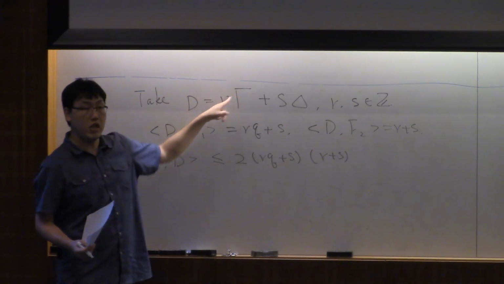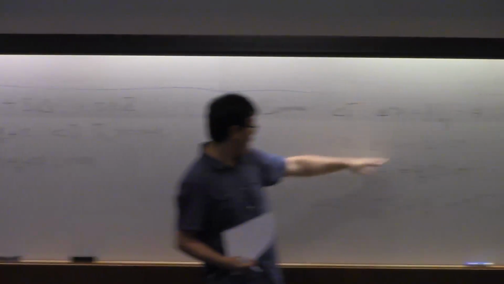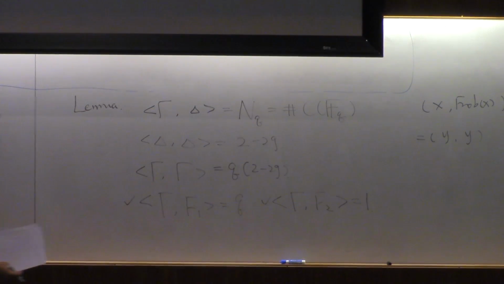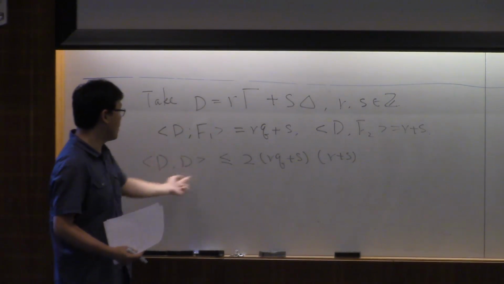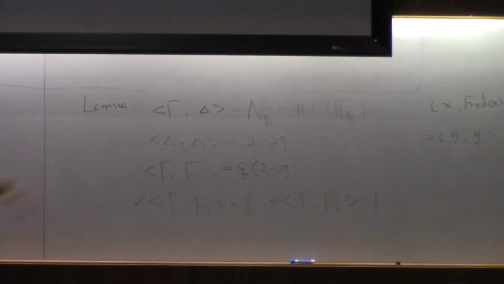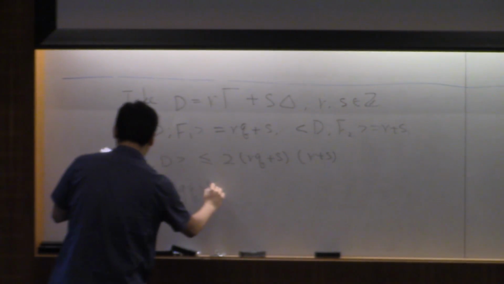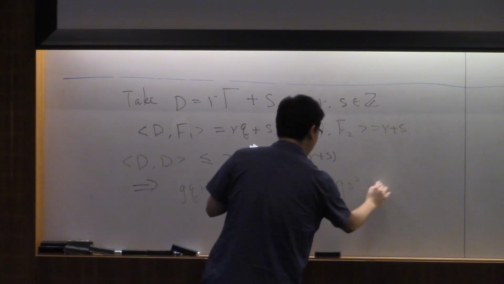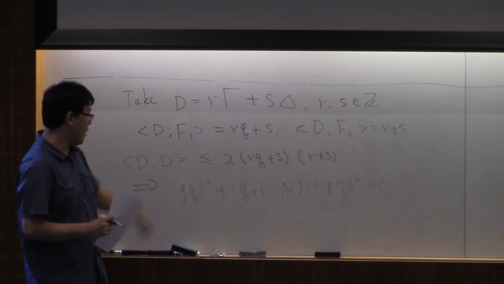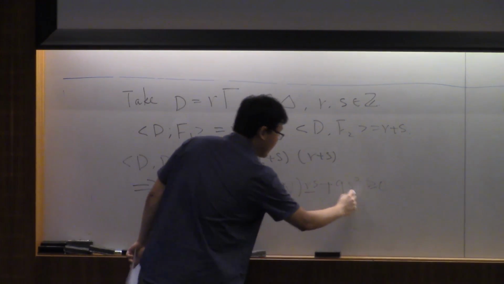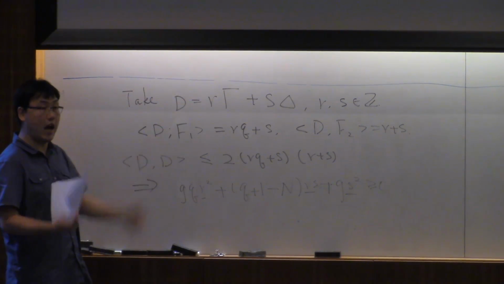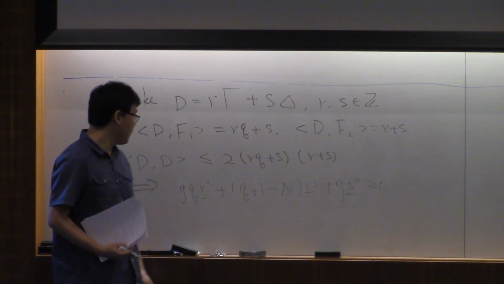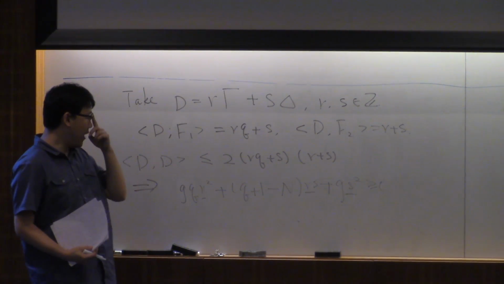But because this is a linear combination of gamma and delta, these intersection numbers have all been listed here. So you can use the bilinearity of the intersection number to compute the self-intersection in terms of the first 3 numbers and this. If you simplify it, this inequality becomes G times Q R squared plus Q plus 1 minus N times RS plus G S squared is bigger or equal to 0. So you can regard this as a quadratic form in the variables R and S. And because R and S can be taken arbitrarily, it means that as a quadratic form, it is always non-negative on any pair of integers.